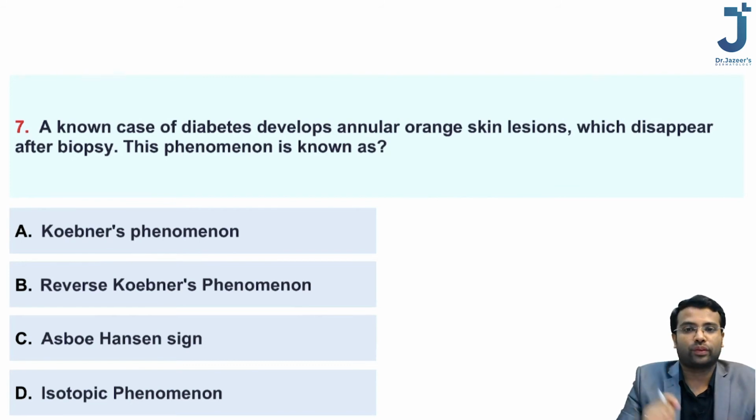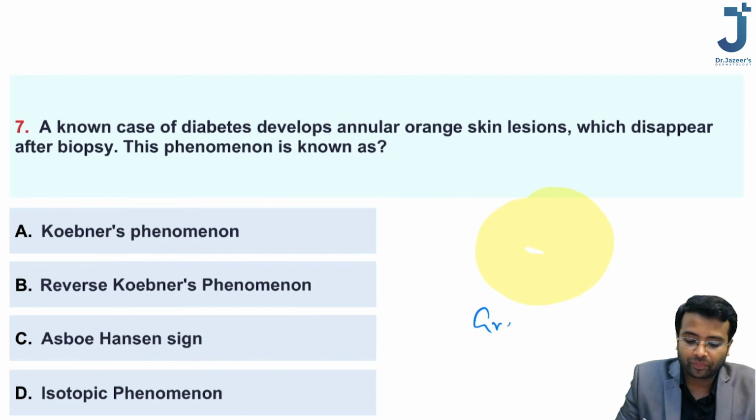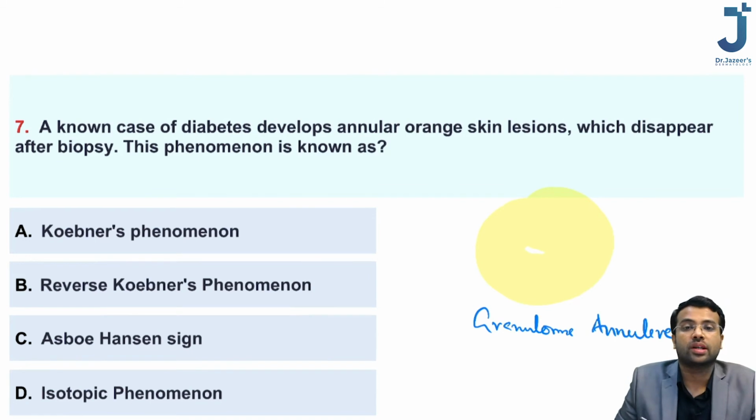So a patient with diabetes is developing an annular lesion, meaning a rounded lesion which is orange in color, and this lesion is disappearing after biopsy. Okay, so this is called granuloma annulare. So the diagnosis here is granuloma annulare, and what is the condition?